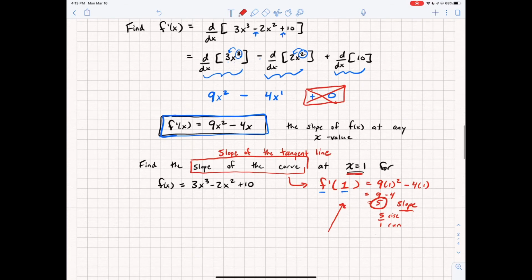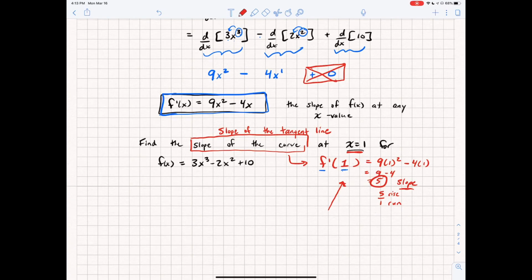So any kind of question, again, that's looking for the slope of the tangent line, what you need to do is take the derivative. So find the derivative as a function, and then wherever they want you to find the slope at, you plug it in like we just did.